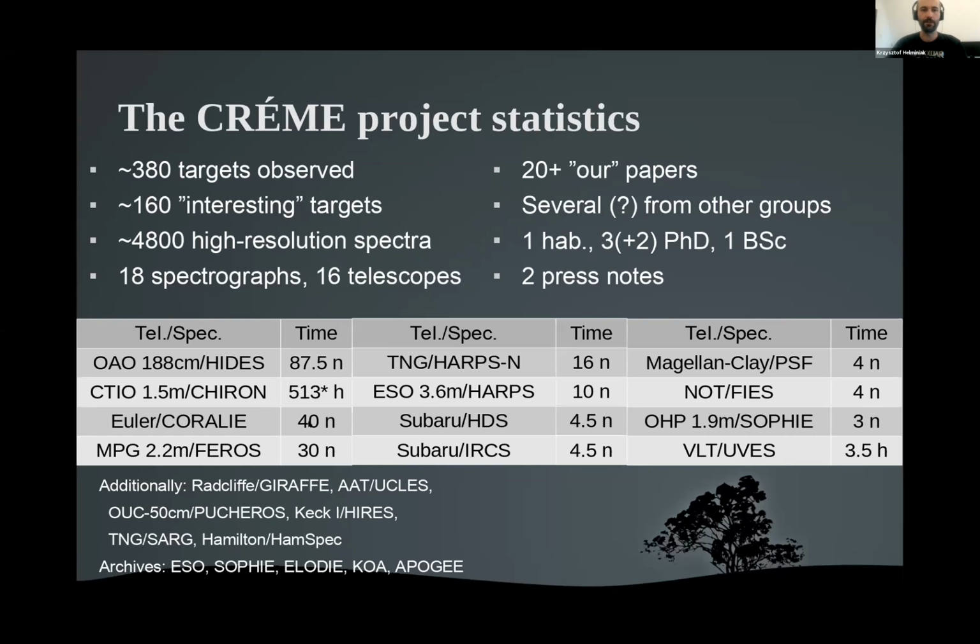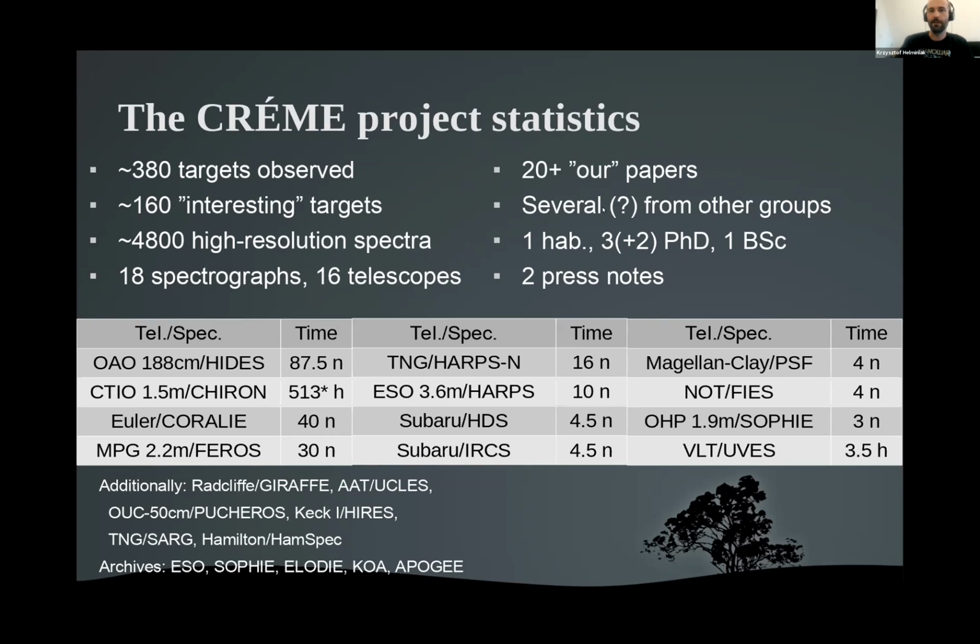This is the list of the spectrographs that were mostly used. There are 4 major instruments: HIDES in Okayama in Japan, Chiron at CTIO, Coralie, my personal favorite, on the Swiss telescope in La Silla, and FEROS on the MPG telescope, also in La Silla. A bunch of other spectrographs were used for the observations, and single spectra come from other facilities and also from archives, if they are available.